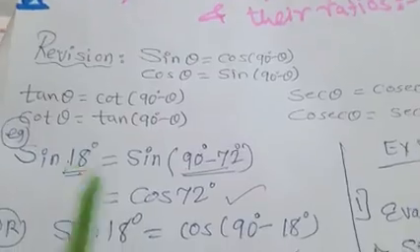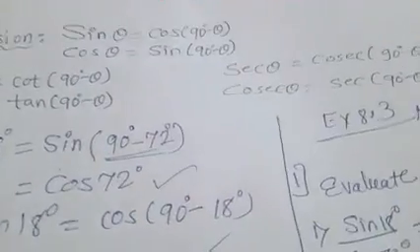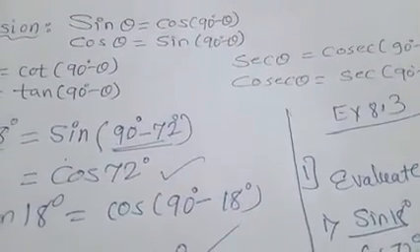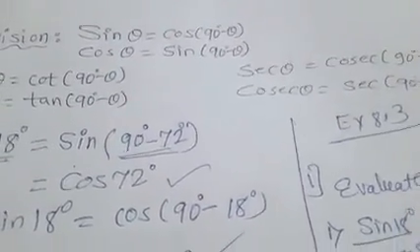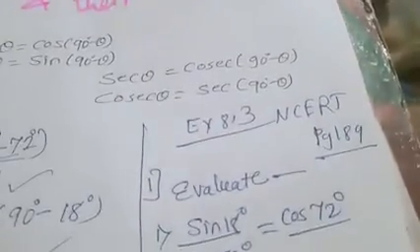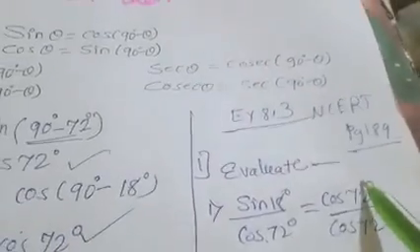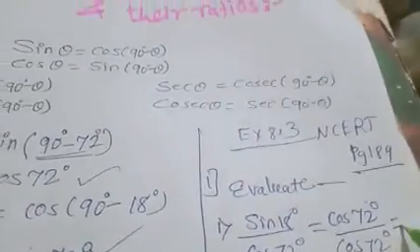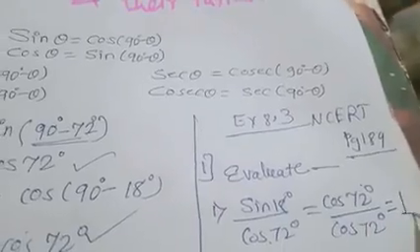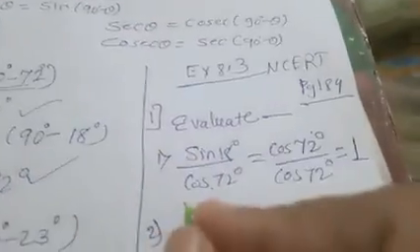Now I explain that sine 18 is cos 72. Then I will write for sine 18, cos 72 upon cos 72 downside, as it is in the denominator, and the same number divided by the number gives ratio 1. Okay.